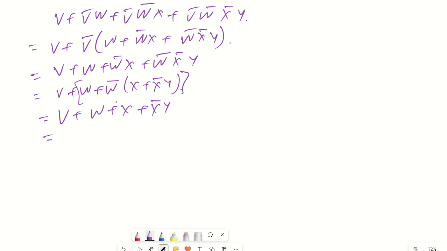Now I can take up X, the last term, so it will be X + X̄Y, that is nothing but (X + X̄)(X + Y). So X + X̄ will be 1, so this is how we will be left with V + W + X + Y. So even if you do not know any method, it is very easy to solve.